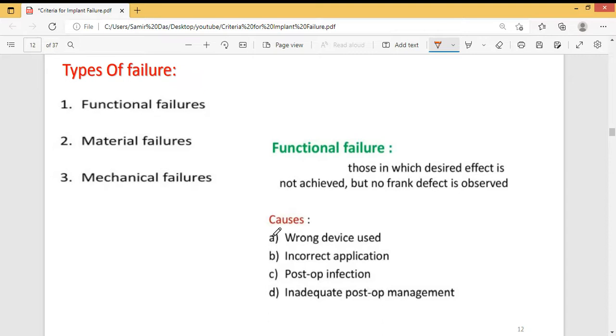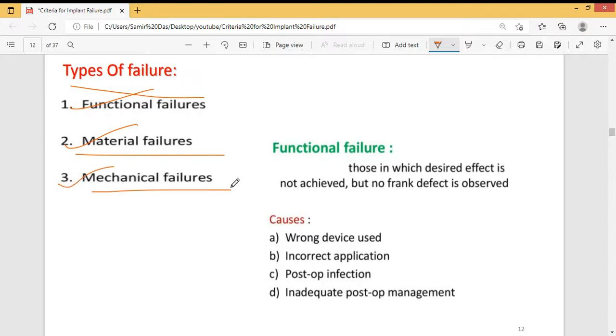What are the failures we have to take care of before implanting or before designing our implant, and how can we improve our implant design such that failure will not occur? So there is a classification of failure. First is functional failure, next is material failure, and third is mechanical failure.